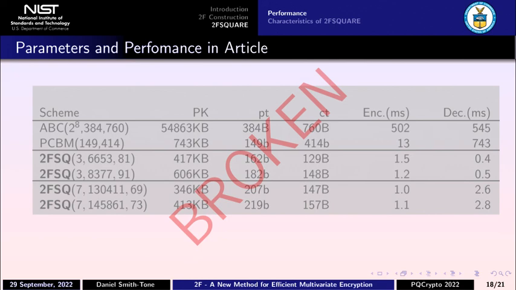Here I am presenting the performance data provided in the paper in comparison with other multivariate encryption schemes designed for similar security levels. As you can see, some of my code ran over 1,000 times faster for decryption than the other schemes. I've overlaid the table with an image indicating broken to be sure that the message that these 2F schemes can't be used as is clear. Although now that I think about it, maybe a person can interpret this as saying that ABC and PCM are broken, which they are not. Anyway, this can still give a general sense of the type of performance such schemes will have.